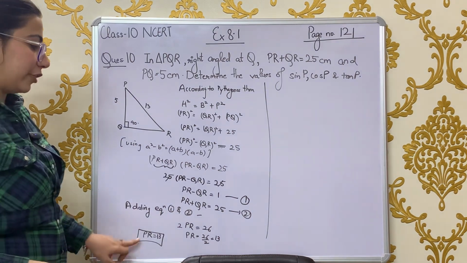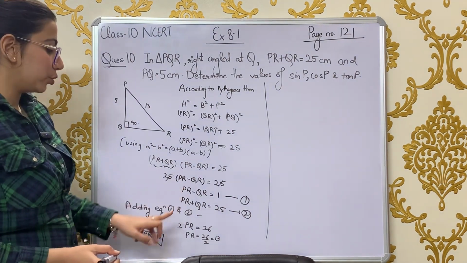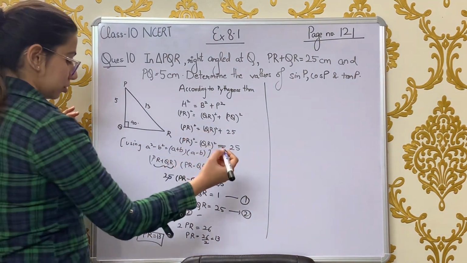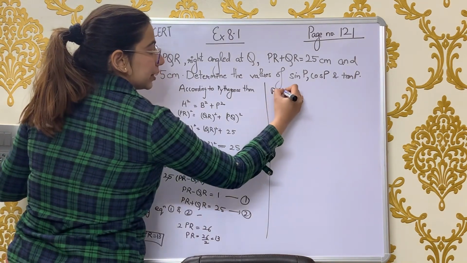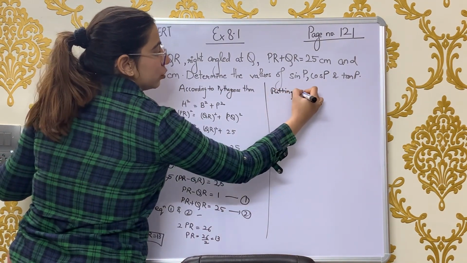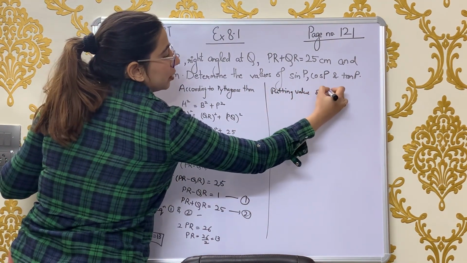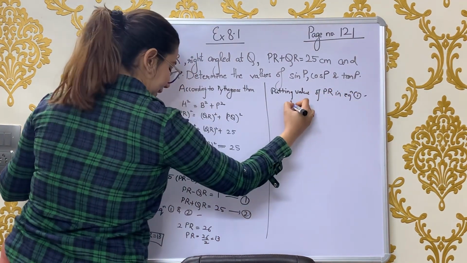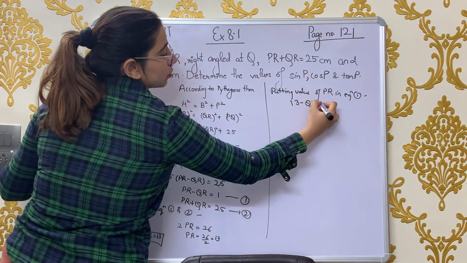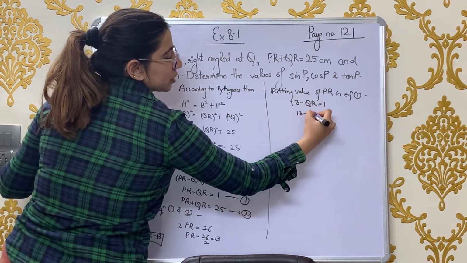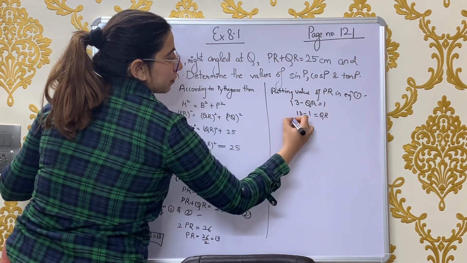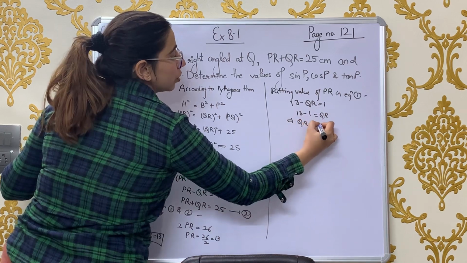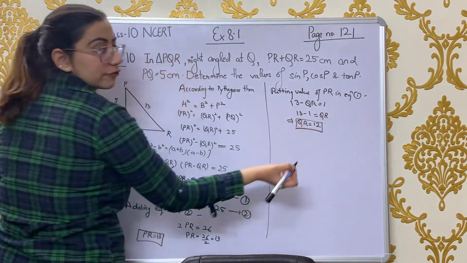Now putting this value in either of equation 1 or 2, I will get the value of QR. So putting the value of PR in equation 1, I get 13 minus QR is equal to 1. So 13 minus 1 is equal to QR, that implies QR is equal to 12. Easy?